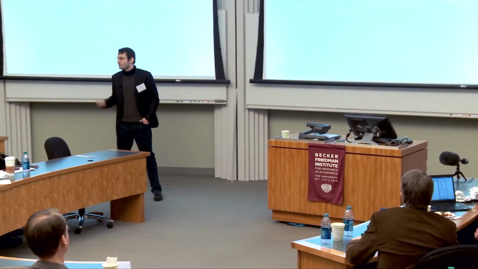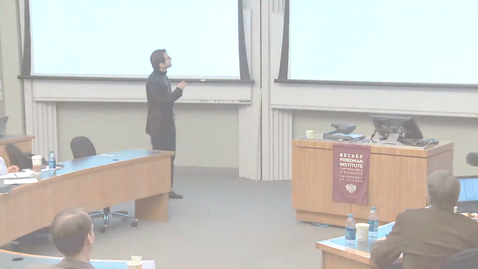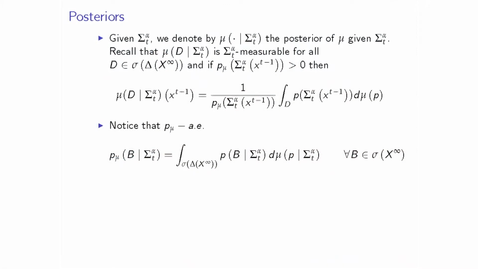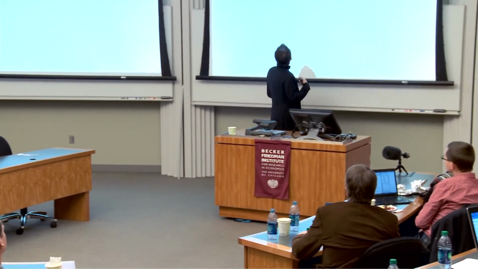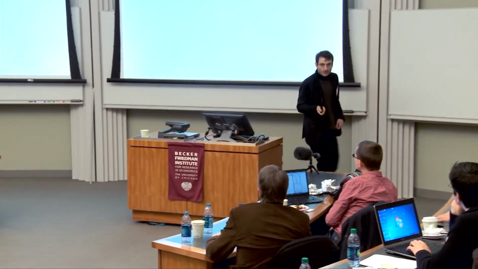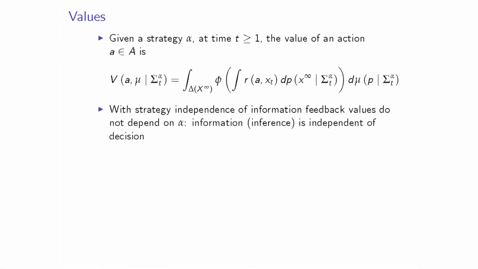And given a prior, of course, I will talk about the posterior. So given sigma alpha t, I will denote the posterior of mu by mu sigma alpha t. And basically, this slide is saying that the posterior we are considering is nothing else than the standard notion of posterior. How does the decision maker evaluate an action? Well, at each time t greater or equal than 1, he evaluates it according to the smooth ambiguity criterion. But notice that he's incorporating in that criterion the information he received.